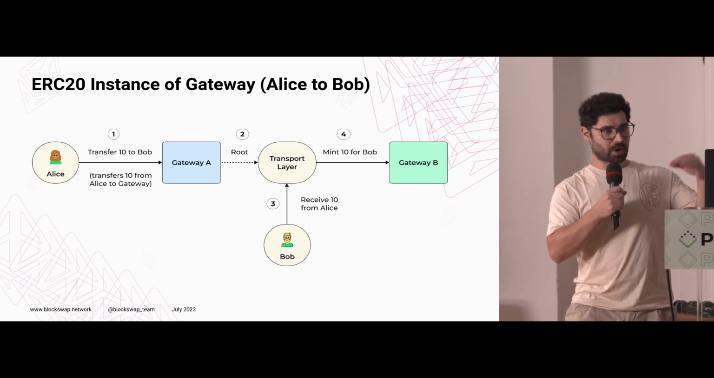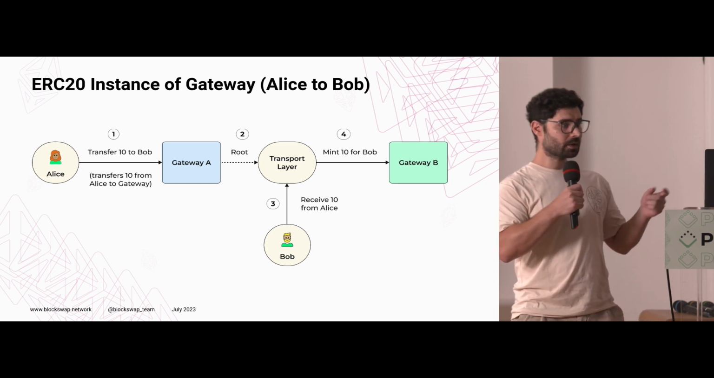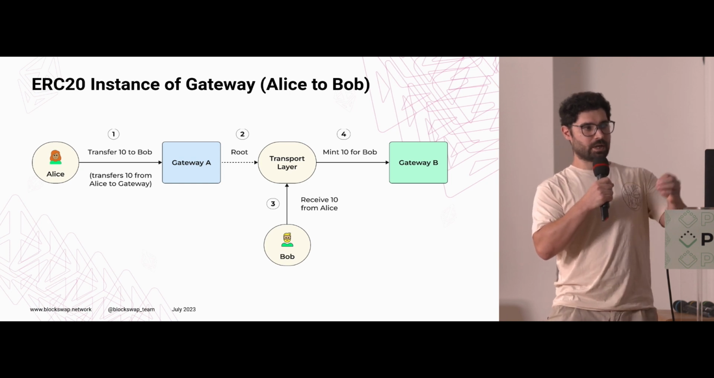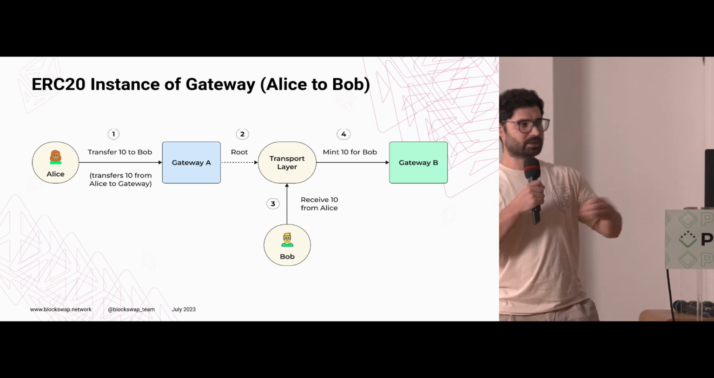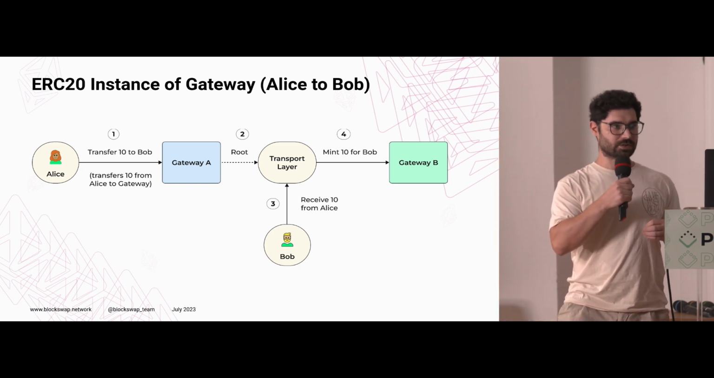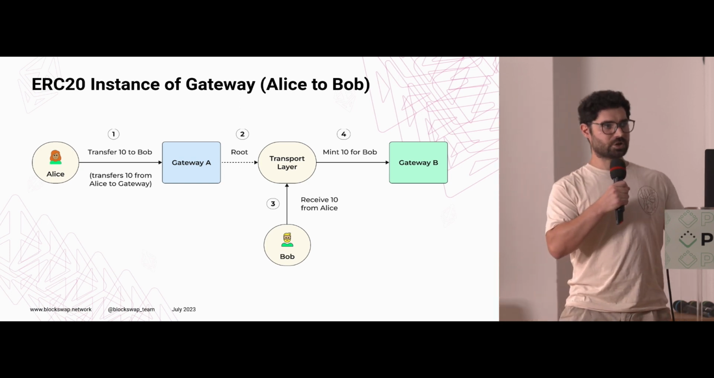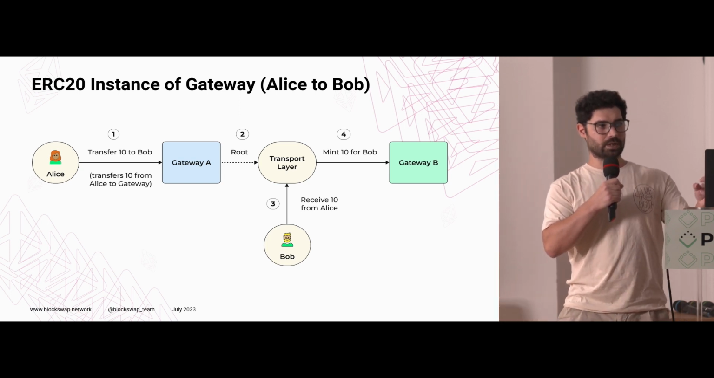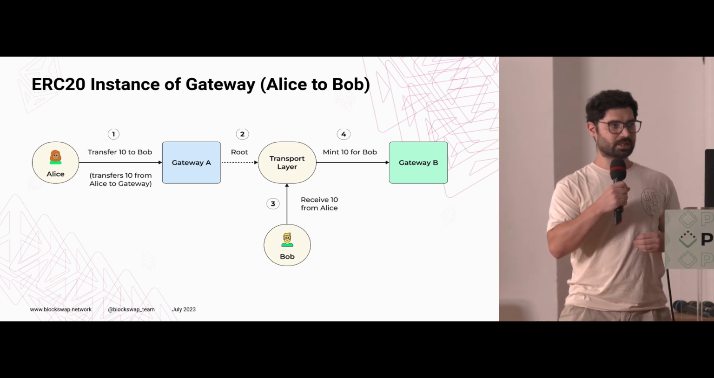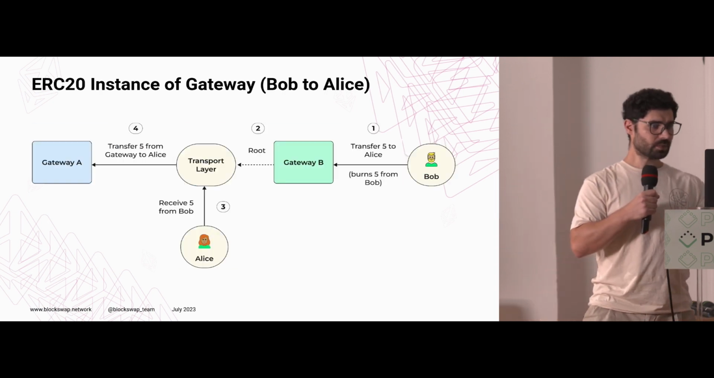Then afterwards, Bob will say to the transport layer, I want to receive 10 tokens from Alice. And then the transport layer will forward this to gateway B, and then mint 10 tokens for Bob. So effectively, what has happened is that Alice has lost 10 tokens and Bob has gained 10 tokens. And the job of the accumulator root here is to be able to prove that Alice has indeed asked to transfer 10 tokens to Bob.